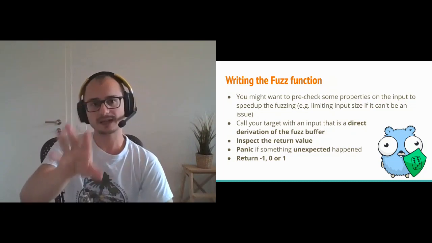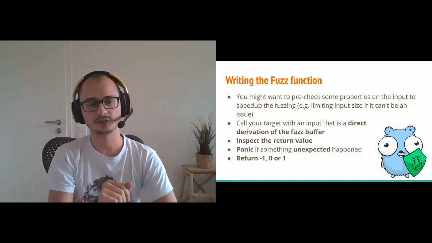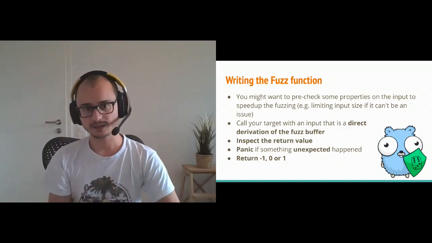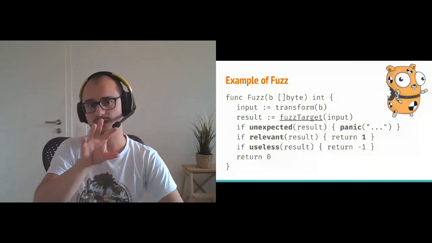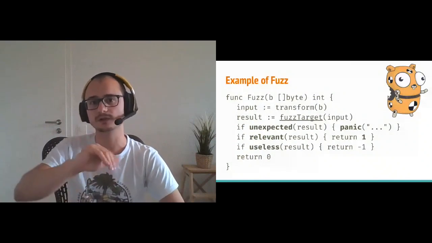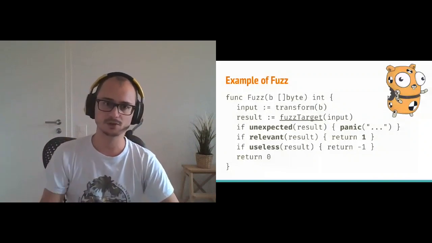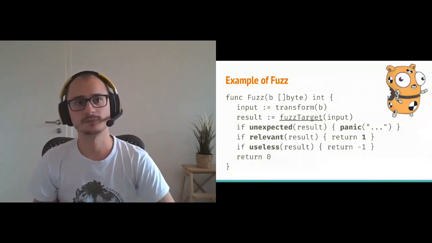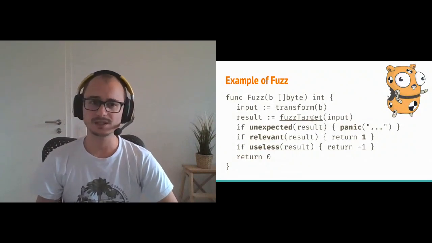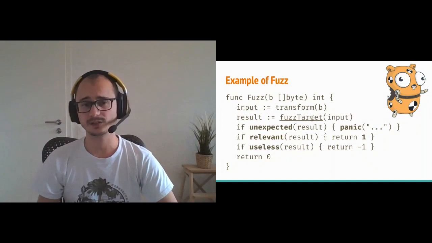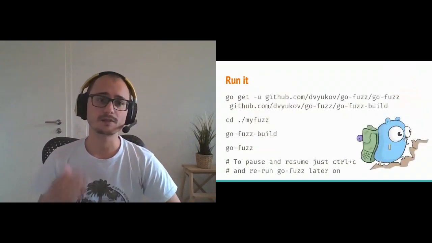You transform the byte slice into an input, you pass it to your function that you're interested in, the underlying function here. Then if something unexpected happens, you panic. If something relevant about this input was pointed out by your code, then you return 1. If it is useless and you don't want this input anymore, you return -1. Otherwise, you return 0. This is very simple, very easy. It's quite straightforward. Most of the time, it's easier to write a fuzz target than a unit test, and it's much shorter. Then you run it.